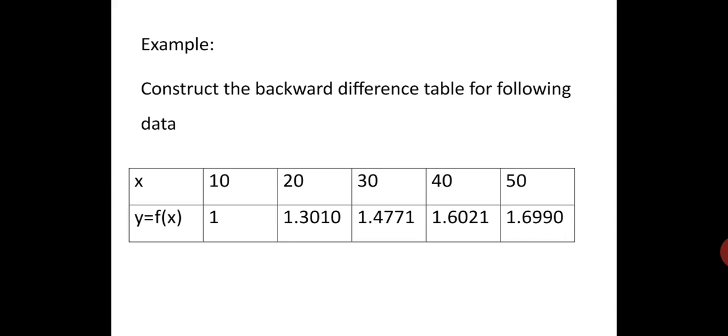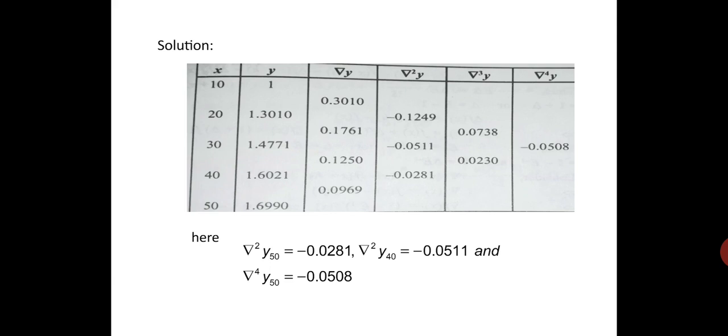Now we will take an example. We are going to construct the backward difference table for the following data. Here the data is given: the x values are the arguments and the y values are the entries. Now you can observe the x values here, 10, 20, 30, 40, 50, and the y values are here.